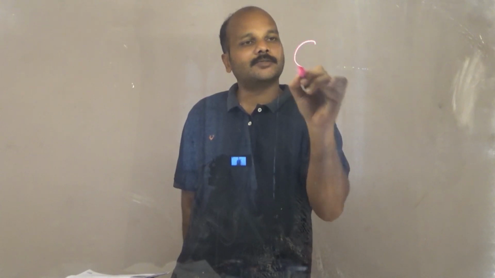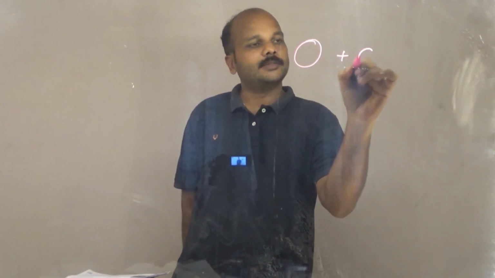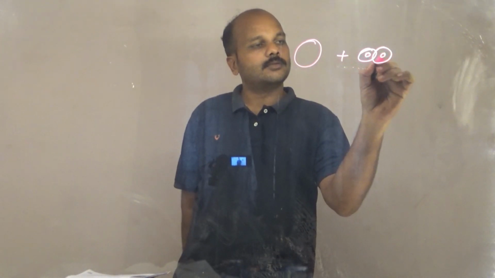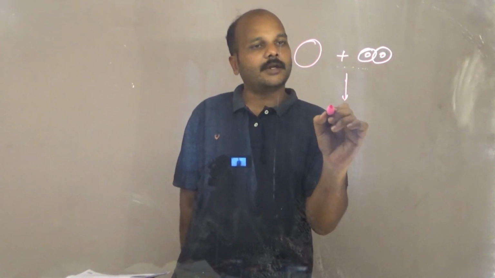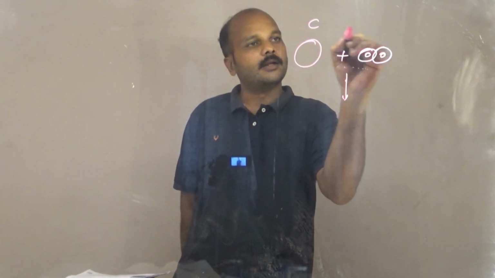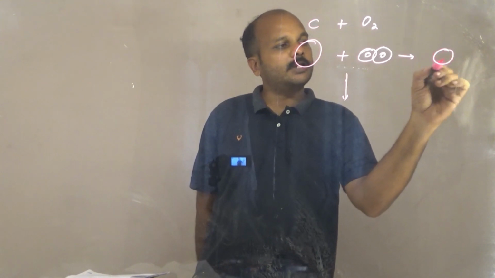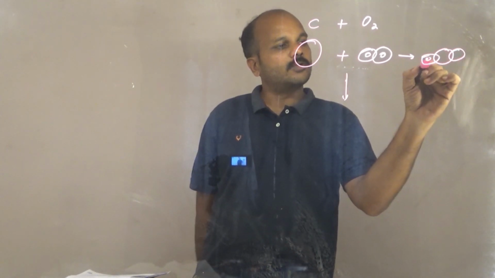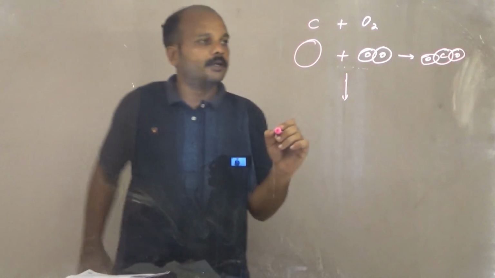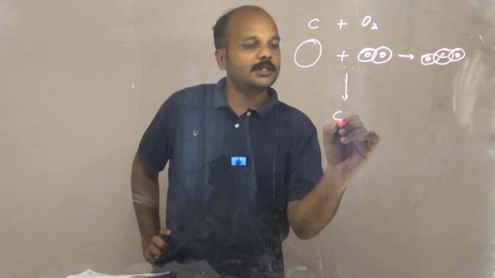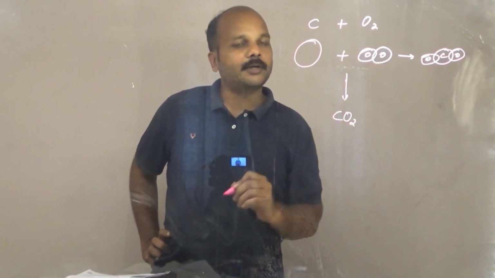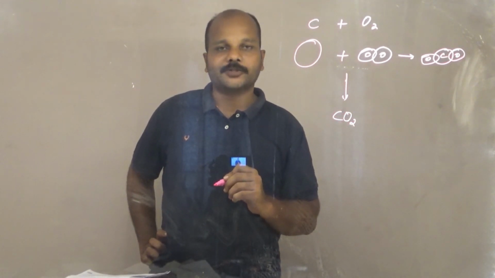Now let us see how we can write the equations for chemical reactions. For example, let this be carbon and this be oxygen. If it is reacting, we can write C plus O2. Let's see how it will be forming. Oxygen, oxygen, carbon, and here it is supposed to form CO2. That means one carbon combines with two oxygen, and it forms carbon dioxide.